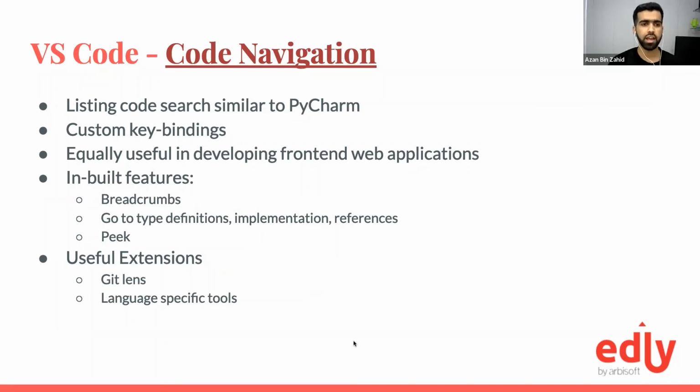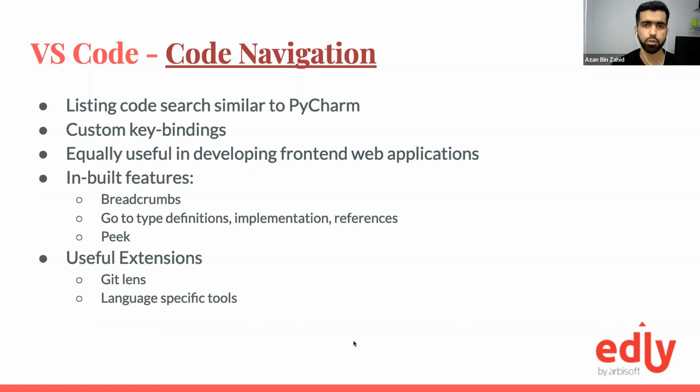Plus point, the edge that VS Code has, it's equally useful in front-end web applications, because it works well with the JavaScript files that are needed for modern React applications. And it also has some inbuilt features like breadcrumbs. You can navigate in place, and then you have a similar feature to PyCharm called go to type definitions, implementations, and references. And additionally, it also has a peek. Peek means you can just click on the function, and it quickly tells you in the same section where it's used anywhere.